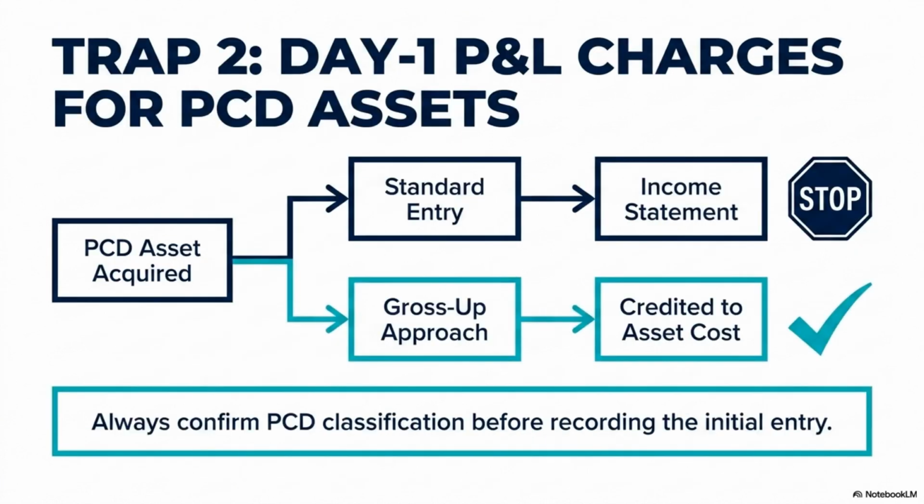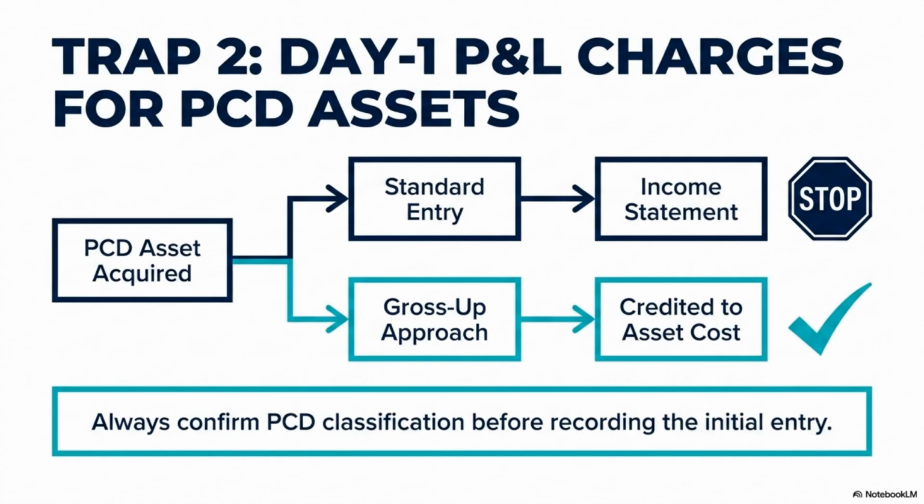Trap 2 involves day 1 profit and loss charges for purchased credit deteriorated assets, or PCD assets. When teams acquire a financial asset with evidence of prior credit deterioration, they sometimes reach for the standard originated asset journal entry. That is a mistake.